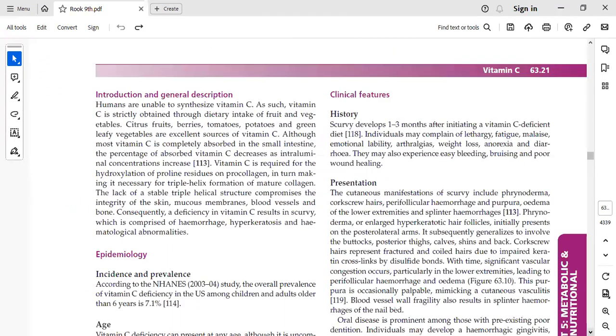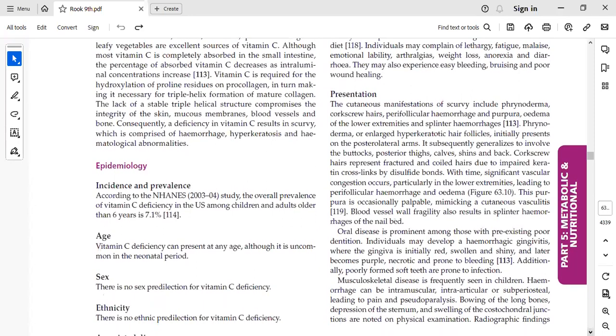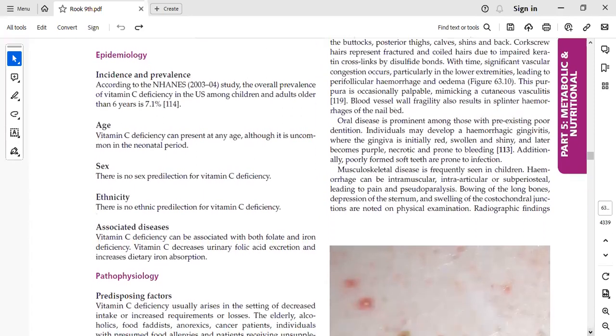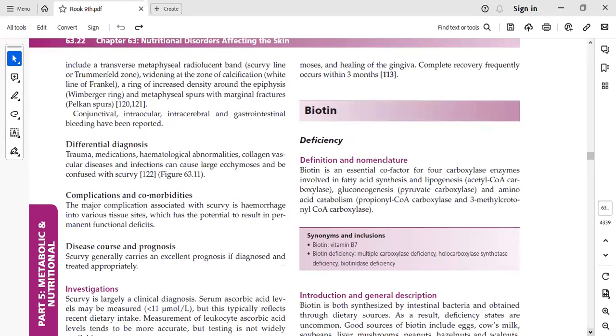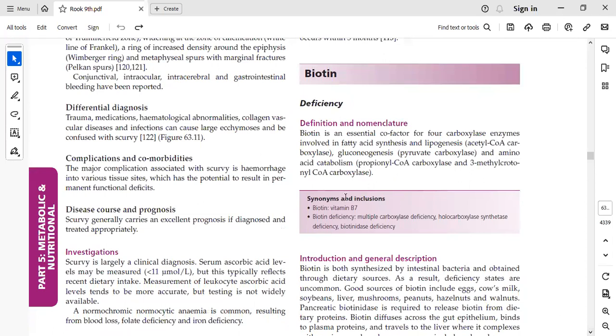Moving on to biotin, which is also a part of vitamin B complex. Biotin is also known as vitamin B7 or vitamin H. There are two names for biotin. It is also a water-soluble vitamin, and it is an essential cofactor for the carboxylase enzymes, which are involved in fatty acid synthesis, in gluconeogenesis, and in amino acid catabolism.